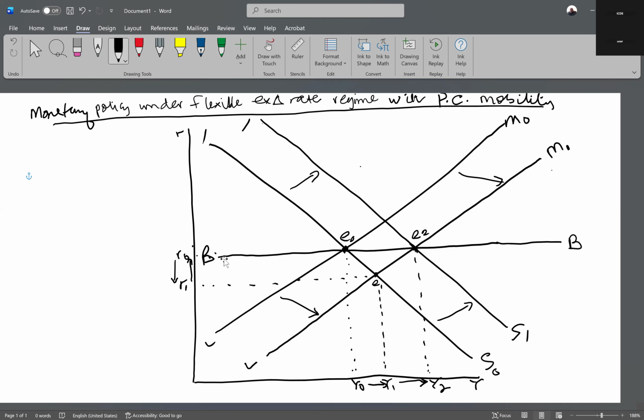Okay, finish drawing. Then I'll go over again the fiscal policy under flexible exchange rate regime, and then the monetary policy under flexible exchange rate regime.